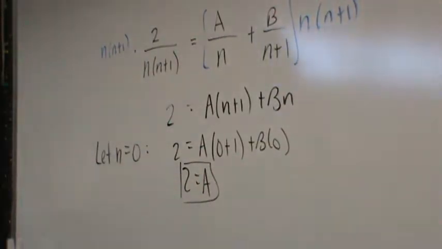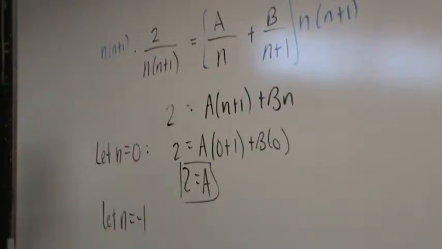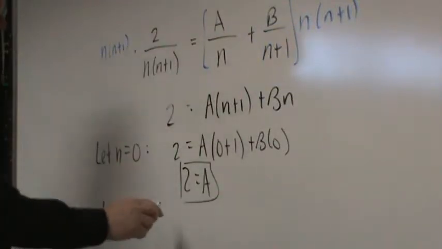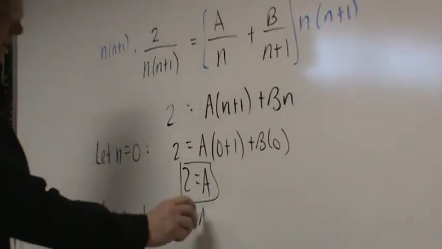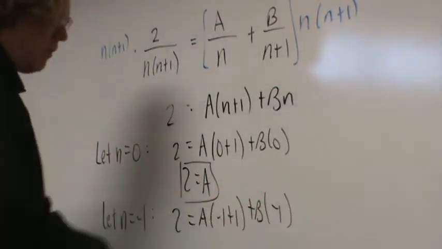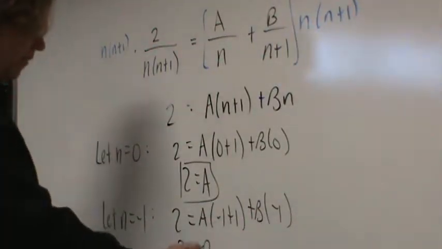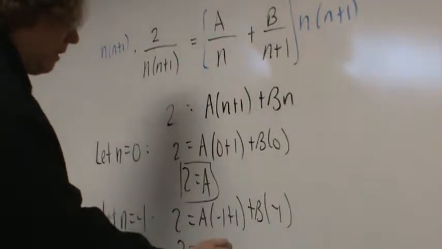What do you suppose I'm going to let n equal now? 1? Yeah, let's let it be -1. So I make the a go away. Thank you, Zach. -1 plus 1 plus b times -1. And so I end up with 2 equals -b, or b equals -2.